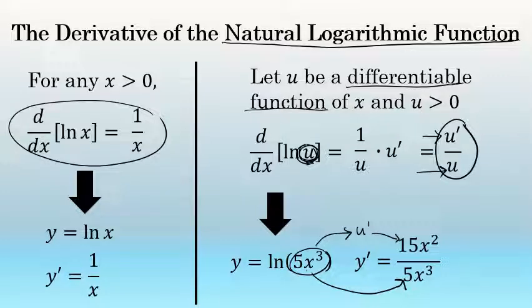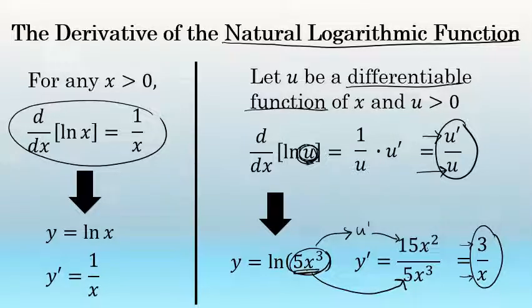Many times when you are evaluating the derivative of a natural log, after this first step, after applying the formula, the fraction will be able to be reduced, as it can in this case. 15 over 5 in lowest terms is 3, and x to the second over x to the third would simplify to being just an x in the denominator. The derivative of the natural log of 5x to the third is 3 over x.